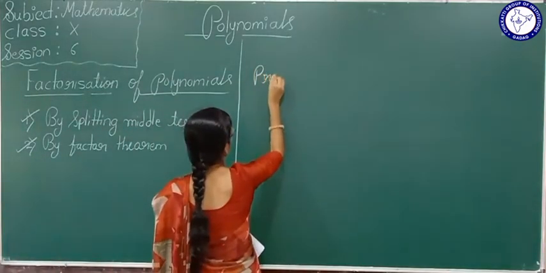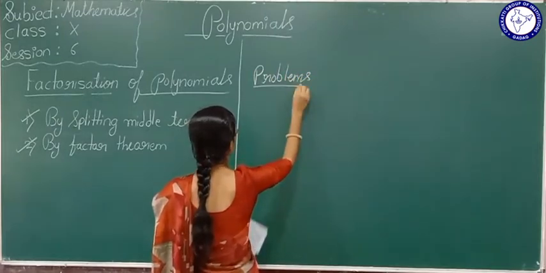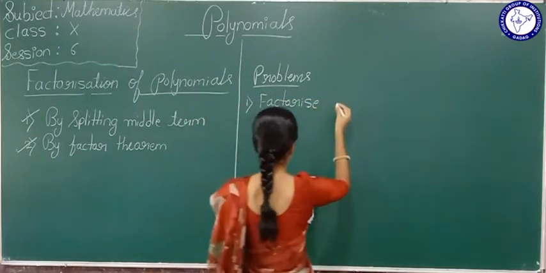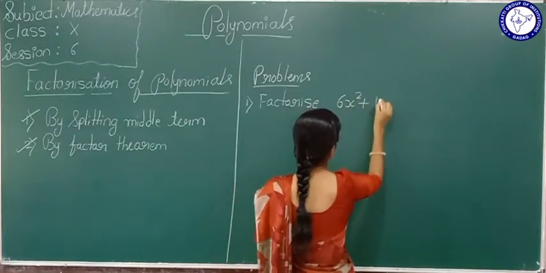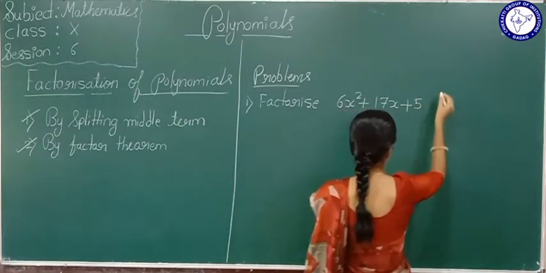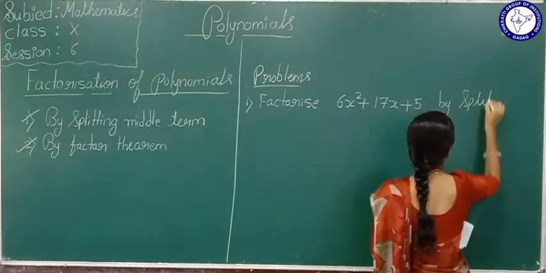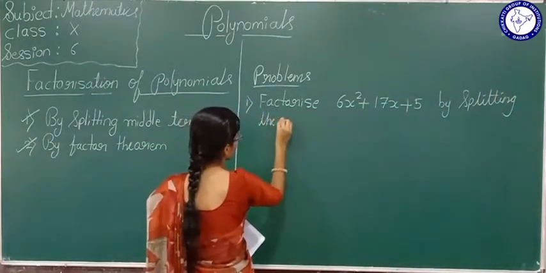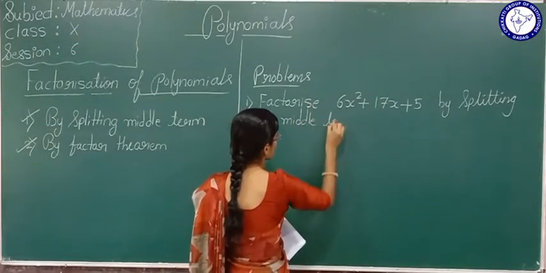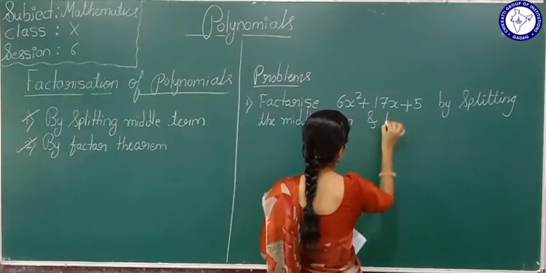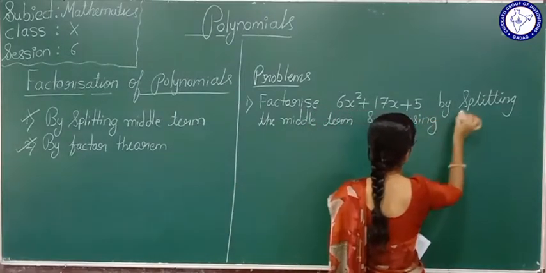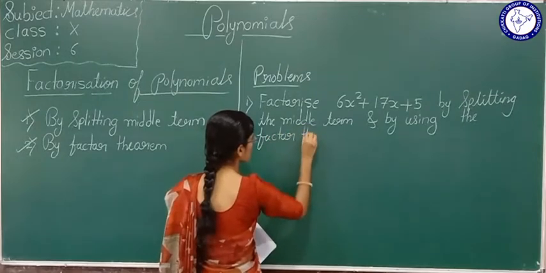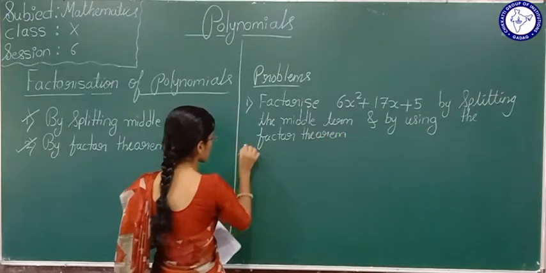See our problems. So first one, factorize 6x square plus 17x plus 5 by splitting the middle term and by using the factor theorem. Now see a solution.